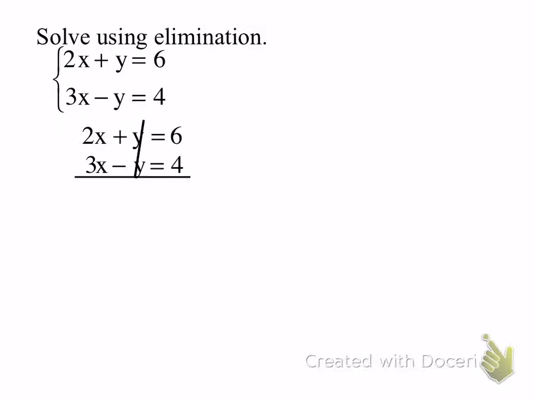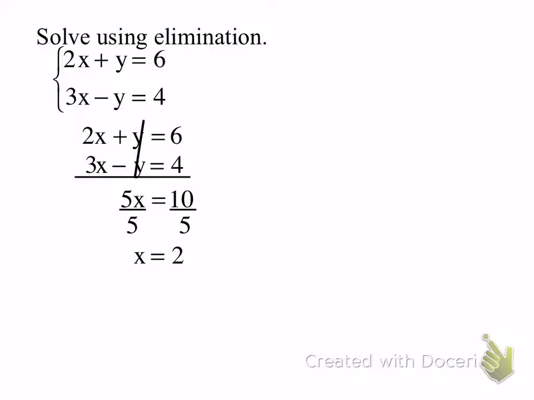And then 6 plus 4? 10. So we add vertically and we get 2x plus 3x is 5x. My y's are eliminated, hence the elimination method. And 6 plus 4 is 10. I solve for x, divide both sides by 5, and x equals 2.